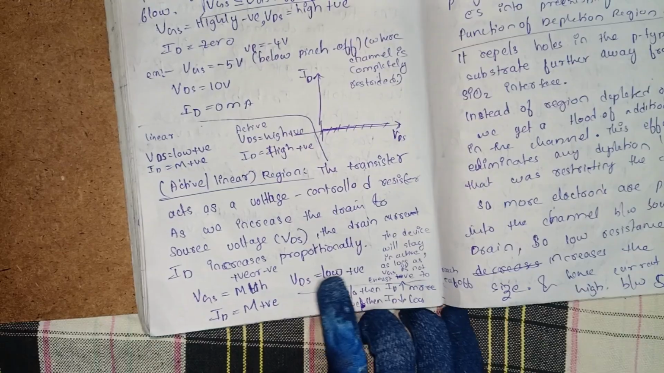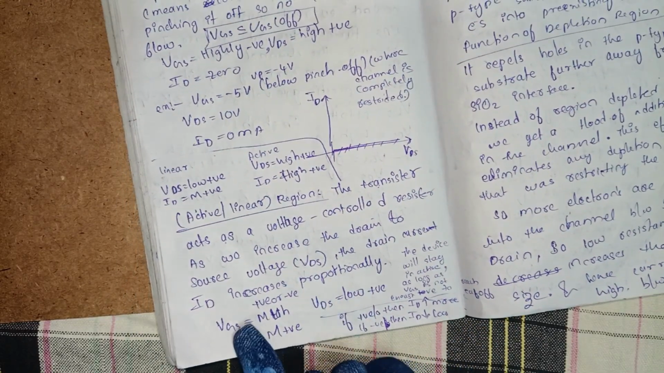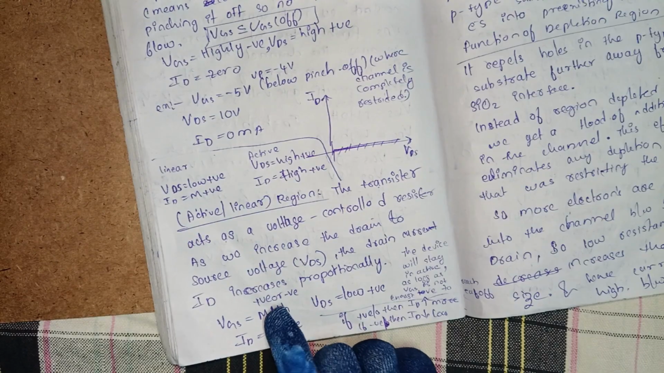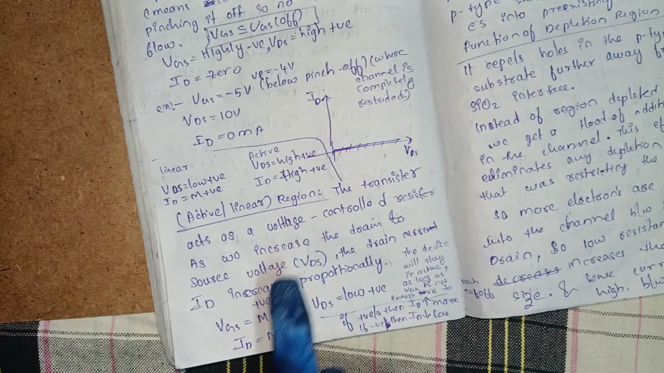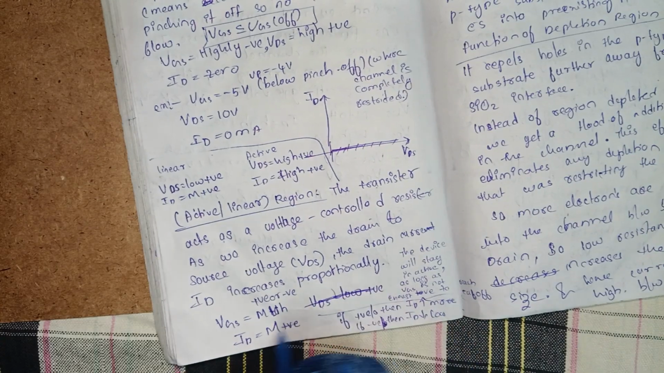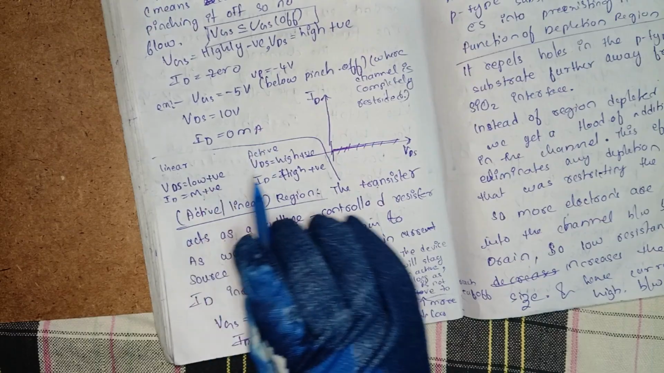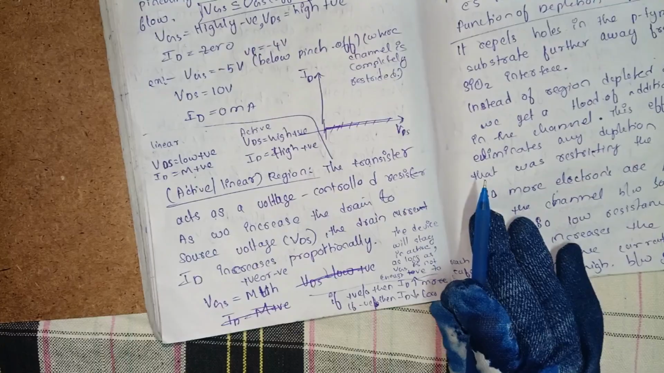So in both the linear and active regions, VGS is medium to high, positive or negative. Here I have written: in linear, VDS is low positive and ID is medium positive, and in active, VDS is high positive and ID is high positive.